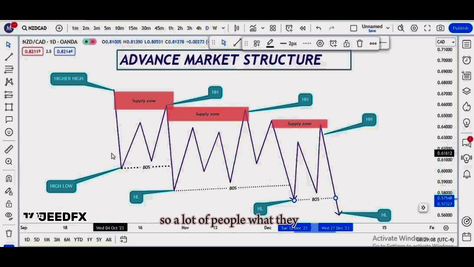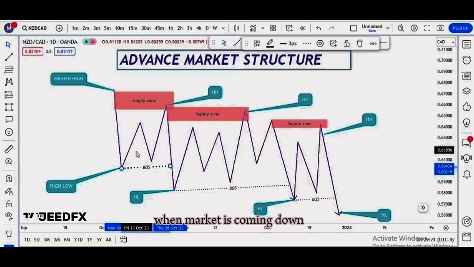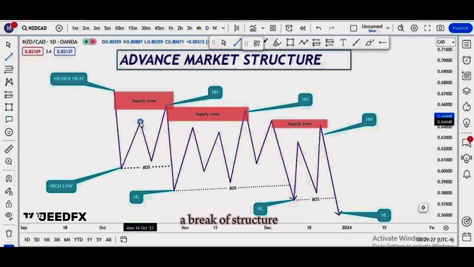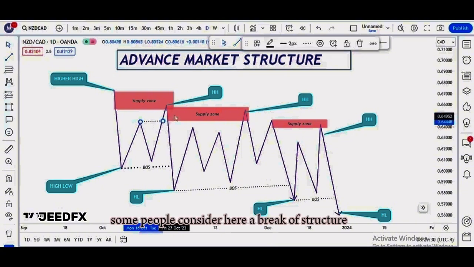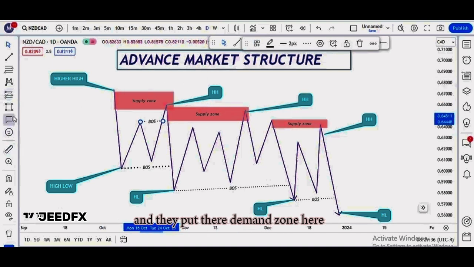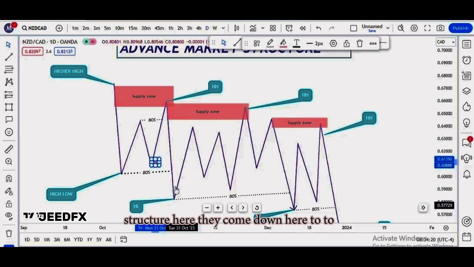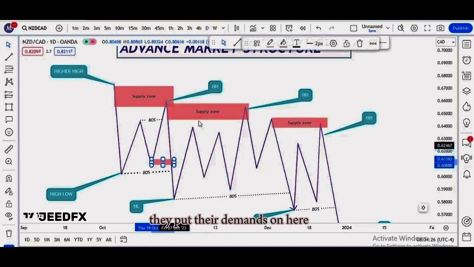A lot of people tell you that market structure is something it is not. When the market is coming down, they consider here a break of structure. Some people consider here a break of structure, and that is wrong, and that is why you keep losing a lot of money. And they pull their demand zone here. They come down here to put their demand zone.